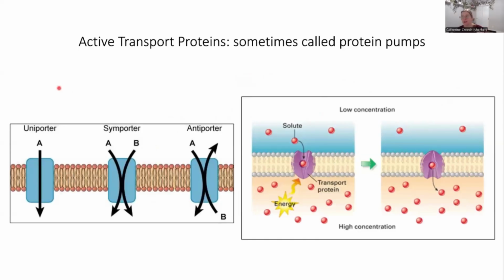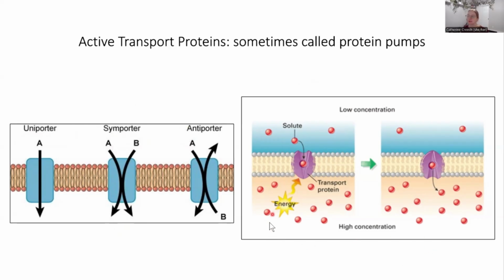When we talk about active transport, we're going to name them based on their shape, but also based on what they do. So a uniporter is going to take things in one direction and only one thing at once. So uni, think one. A symporter is going to take more than one thing in the same direction at once. And then an antiporter is going to take two things, but they're going to go in opposite directions. So sym is the same direction, anti is opposite directions.